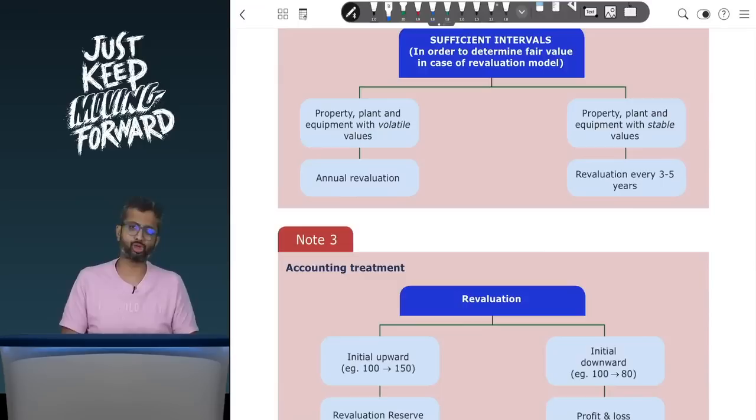What if you follow the revaluation model and there's an upward revaluation, and the asset goes from 100 to 150? If there's an upward revaluation, initially it will go to the revaluation surplus.